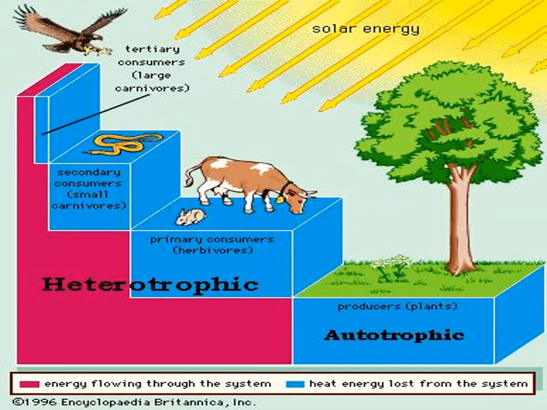So here's an awesome diagram. Producers are at the bottom, that's the first trophic level. Producers are plants. Plants are autotrophic. They make their own food.